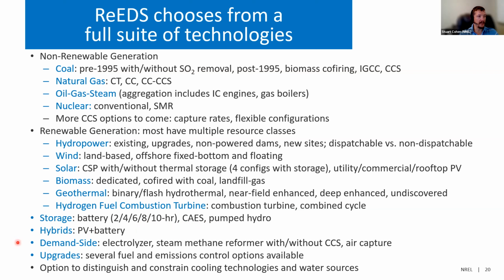And then some other more recent stuff that Brian's going to talk about a little bit later is some of these more demand side technologies. So we now have capabilities to invest in electrolyzers or steam methane reformers to produce hydrogen that's then used by these combustion turbines. We also have direct air capture technology in the model. These are things that are getting added to have better options for representing deep decarbonization scenarios and true net zero carbon scenarios. We also have upgrades available, so you can upgrade between technologies.